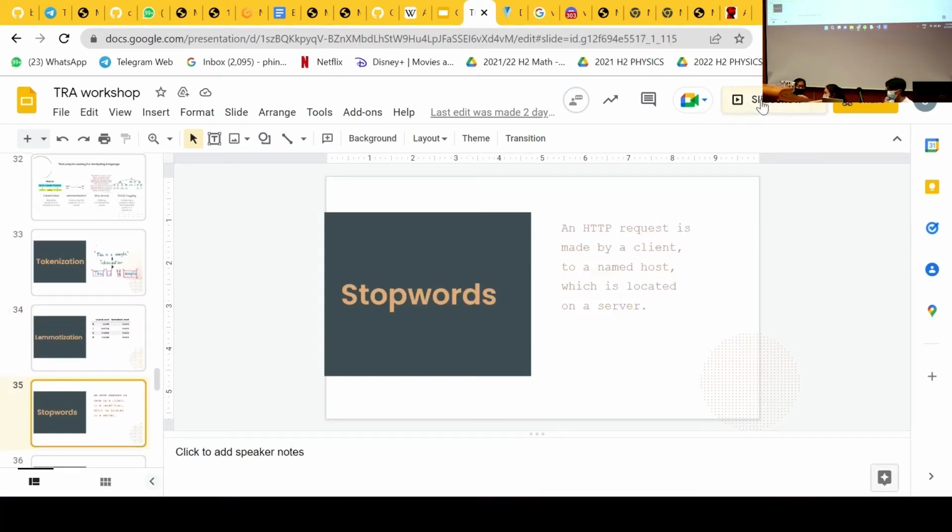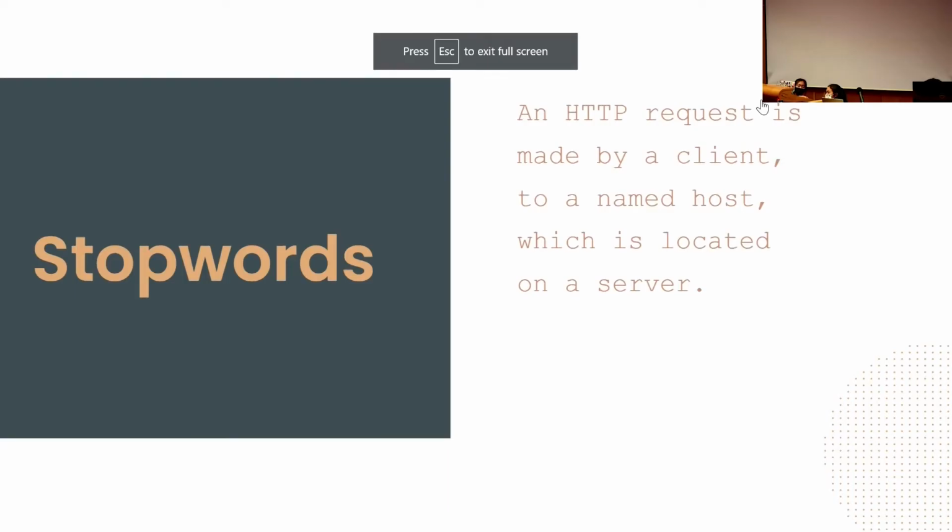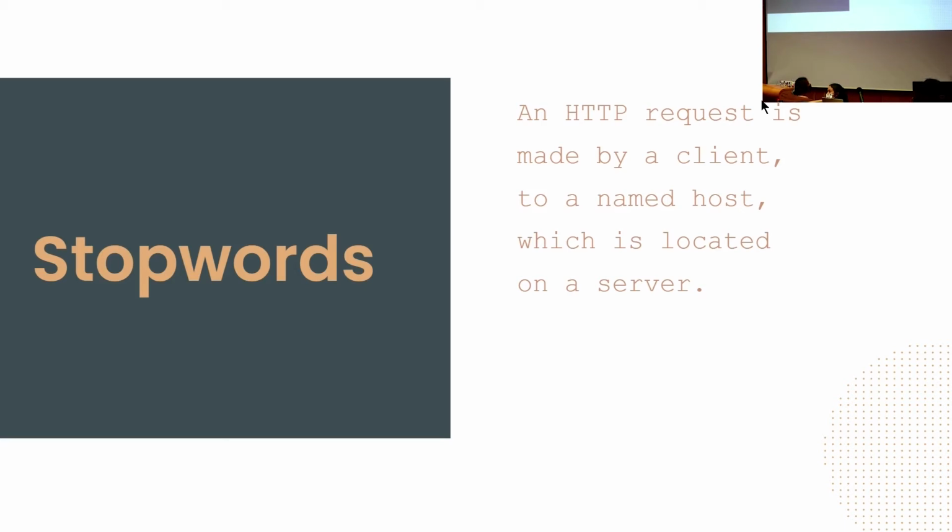So the next part, we'll talk about stop words. Essentially, it is to filter out what are stop words. Let's take a look at this sentence: An HTTP request is made by a client to a name host which is located on a server. We can identify those useless words that will be stop words, and the keywords. So let's say you're highlighting this for your exam. You highlight HTTP request, client, name, host, and server. You won't highlight the words which do not provide any extra value to your understanding of the content. So in this sense, keywords will be these.